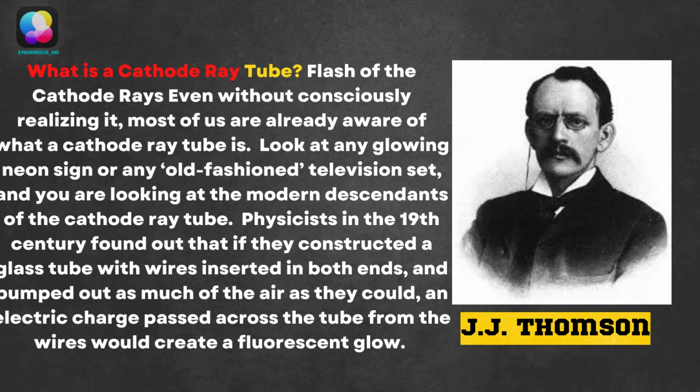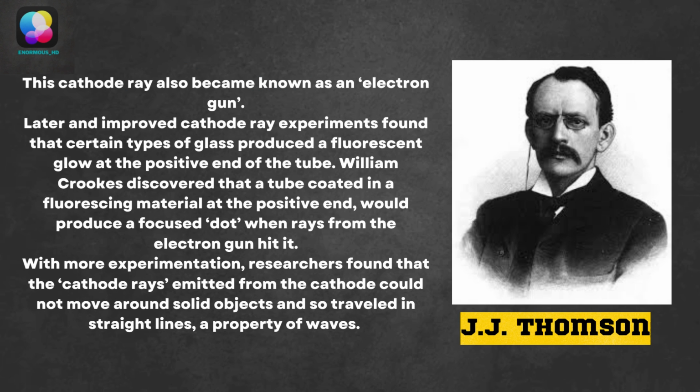Physicists in the 19th century found out that if they constructed a glass tube with wires inserted in both ends, and pumped out as much of the air as they could, an electric charge passed across the tube from the wires would create a fluorescent glow. This cathode ray also became known as an electron gun.